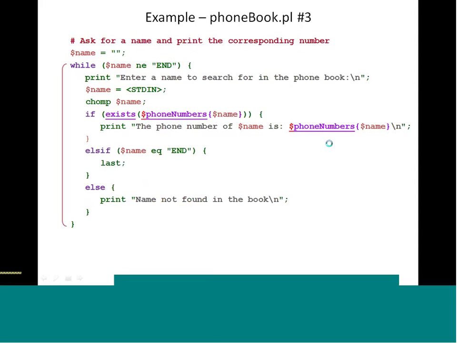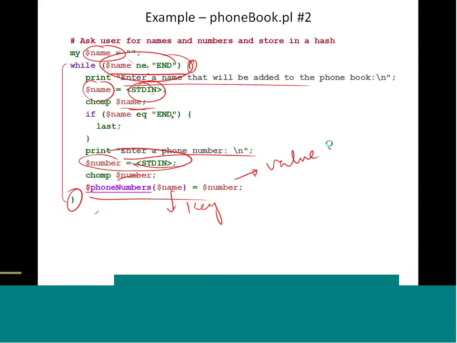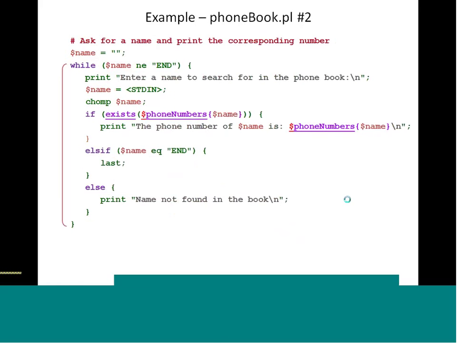So this is the one where we ask for a name and then print the number corresponding to that name. This program comes after we built this hash array in the previous slide. Once we build the hash array, what do we do? Here we again initialize the name and ask whether the name is end. If it is not end, then we go into the program and ask to enter the name.